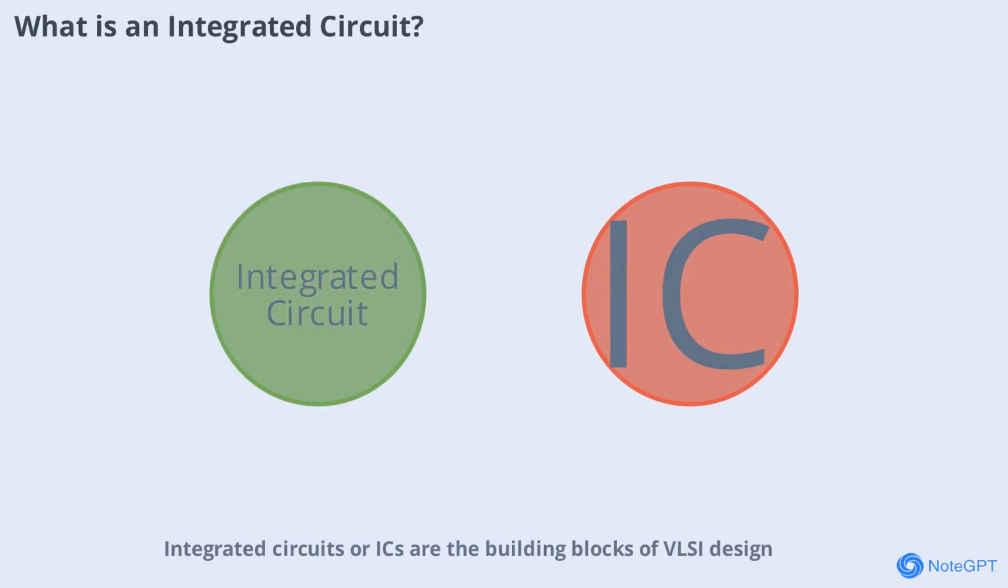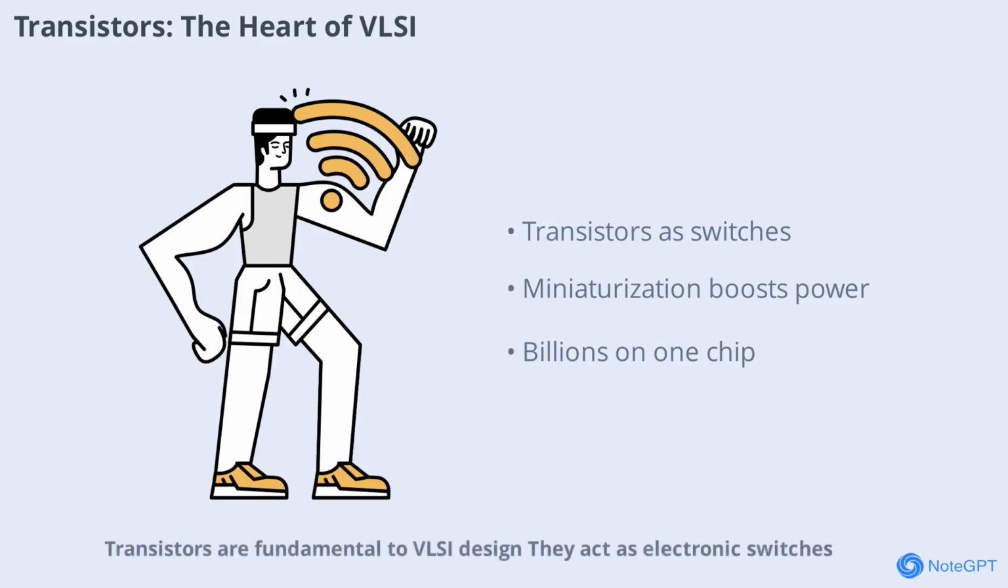Integrated circuits, or ICs, are the building blocks of VLSI design. An IC is a set of electronic circuits on a small flat piece of semiconductor material, usually silicon. These circuits can perform various functions from simple logic operations to complex computations. The ability to integrate multiple components onto a single chip has made electronics more reliable and cost-effective. In VLSI, the scale of integration is so high that entire systems can fit onto a single chip, leading to the term system-on-chip.